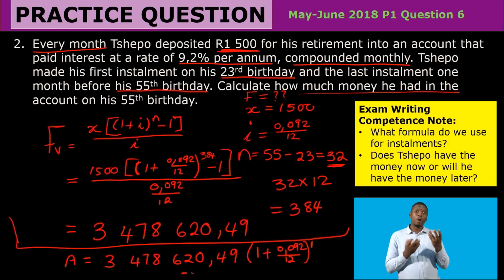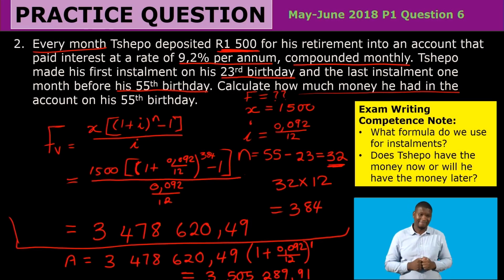And of course, this is going to give us now a final answer of 3,505,289 rands and 91 cents. And this is the amount that Tshepo is going to have in his account on his 55th birthday. And that is going to be what Tshepo will have after 32 years of paying 1,500 into the account.